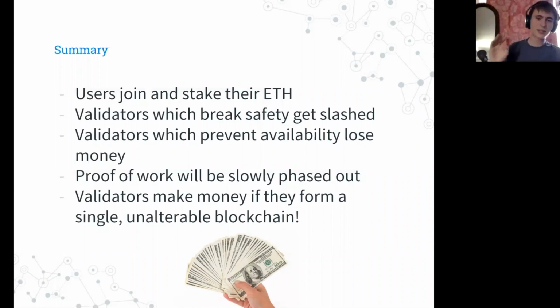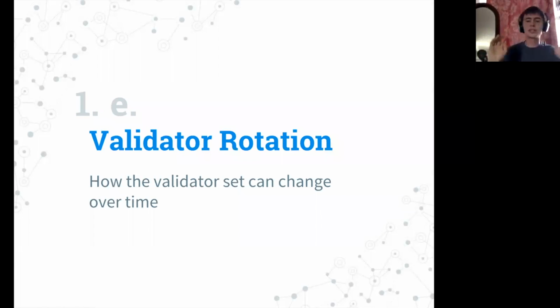So users can stake their ETH. If they break safety, they get slashed and lose all their money. The validators who prevent availability lose their money, and proof of work is slowly phased out. Success. So validator rotation, this is going to be super quick.